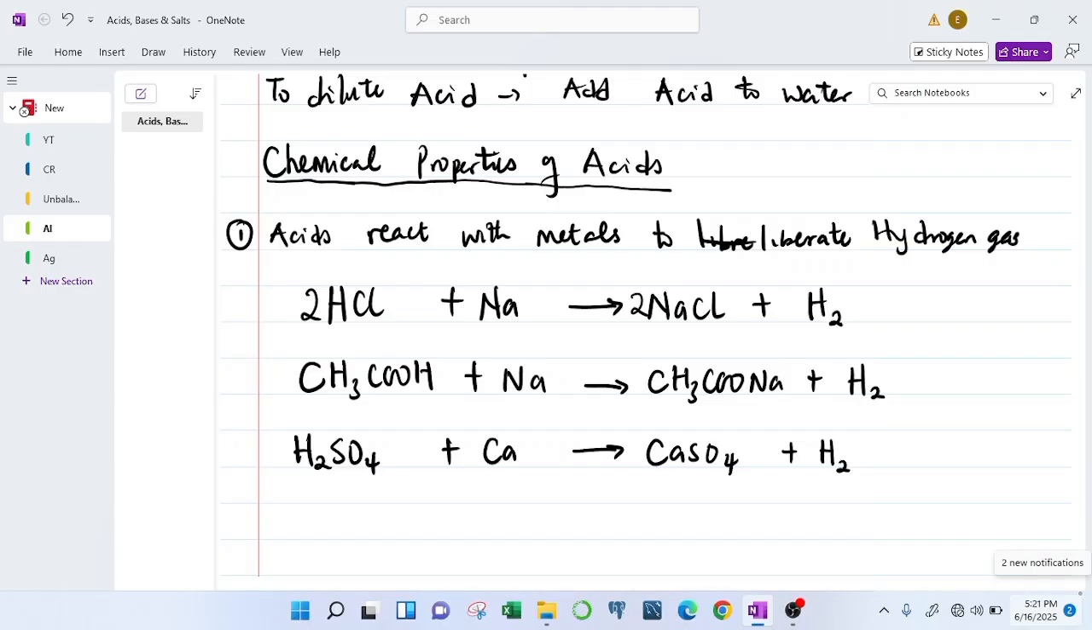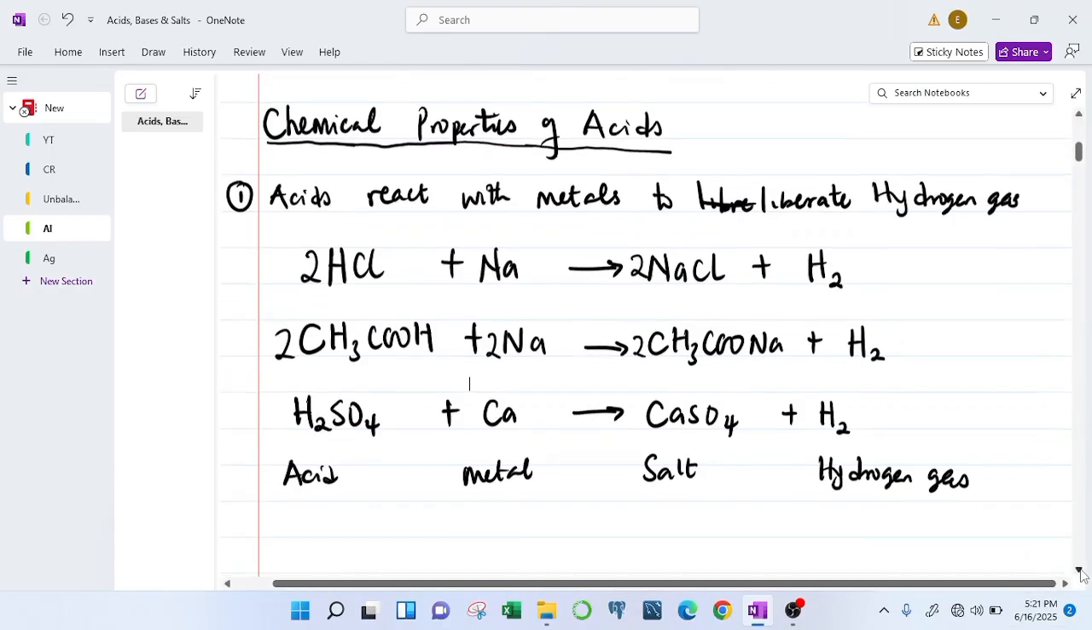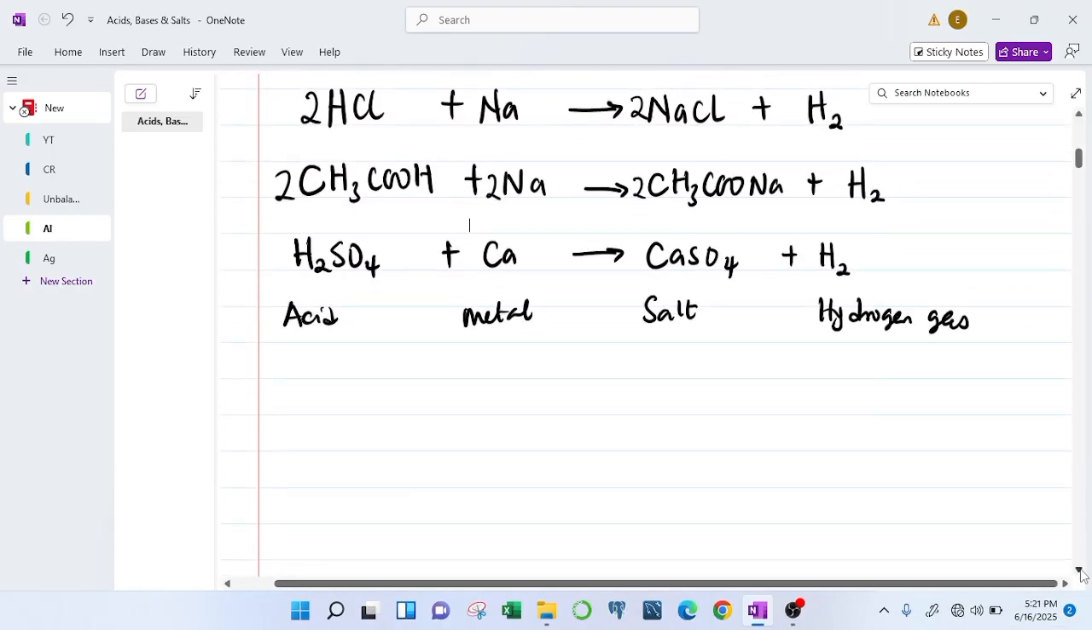But you can check it out now. What are your two products? You get a salt and you get hydrogen gas when an acid reacts with a metal. So by now, I believe you are balancing this equation. You should have a 2 here, a 2 here, and a 2 here. And that balances your chemical equation. So that's the first property: acids react with metals to liberate hydrogen gas.